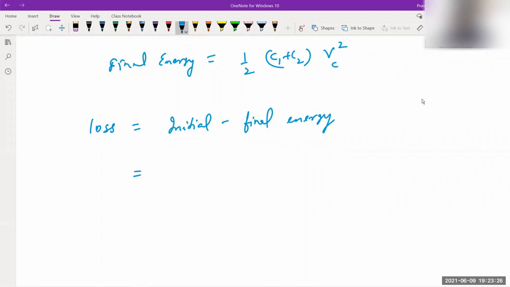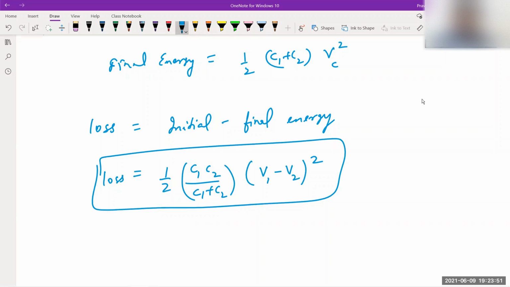Now just look at the formula that I showed you for the loss of energy in collision. We had half m1 m2 over m1 plus m2, so instead of masses, put capacitances, and instead of velocities, put potential differences. This will be your answer for the loss. It's a lot similar: in a perfectly inelastic collision, the final velocities are the same; here, the final potentials are the same.